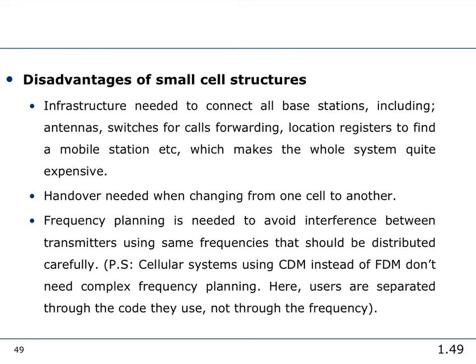And sometimes they have to do it in a reverse order. Why? Because if you first release the resources from the old one and then start allocating in the new one, you might lose the connection in between. So what they typically do is allocate the resources in the new one, and then go back to the old one and release it. And this is done by the base station, not by the user. When the user gets associated to the new one, the base station will send a message to the old one to ask it to release the resources.